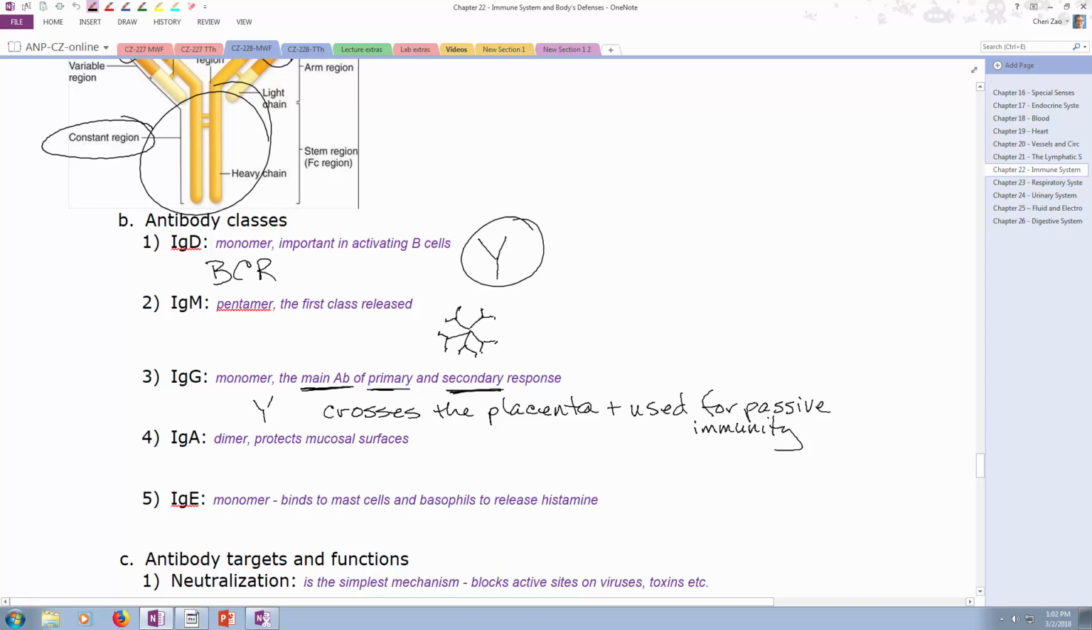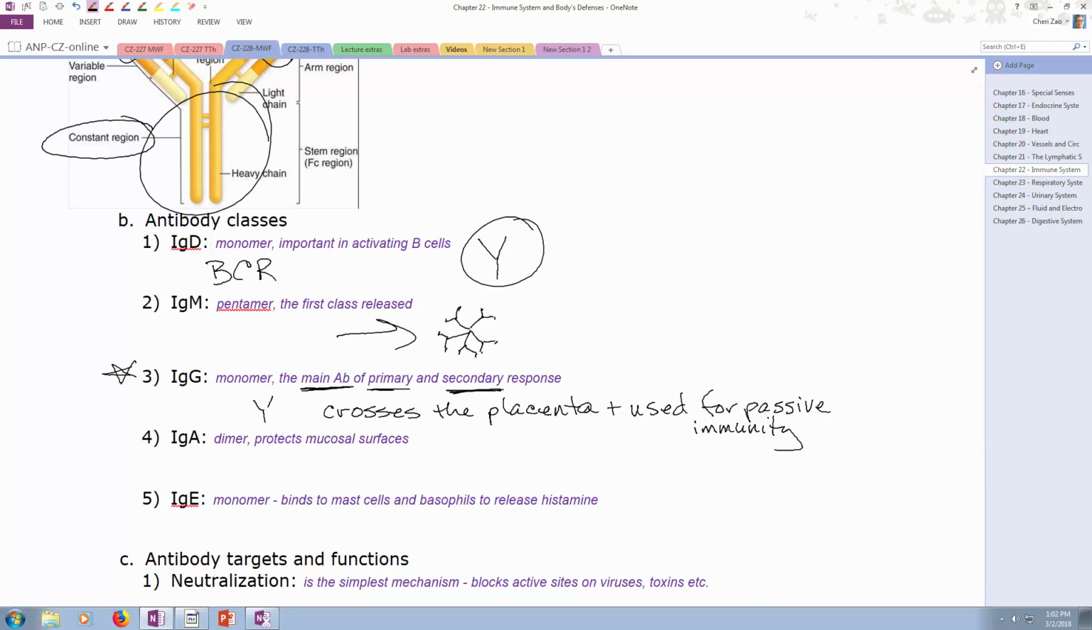So as a pentamer, it is 5 Ys and has a high number of binding sites. And it takes a long time to actually construct this. This is another reason why our primary immune response is so slow, because we first start making IgM before we make IgG. And IgG is the star of the story. It is a monomer and the main antibody of our primary and secondary immune responses.